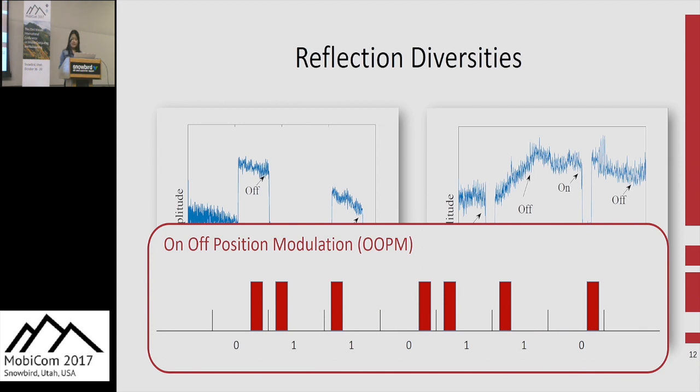Given this characteristic, we use on-off position modulation to encode data. We divide the time into equal time slots. In each time slot, we will first issue an off-to-on command and then an on-to-off command to generate an on-off pulse. We use the position of this pulse to encode the data. If the pulse happens in the second half of the time duration, we encode it as bit 0, and when it happens in the first half of the time duration, we encode it as bit 1. This is how we encode data in NICScatter.